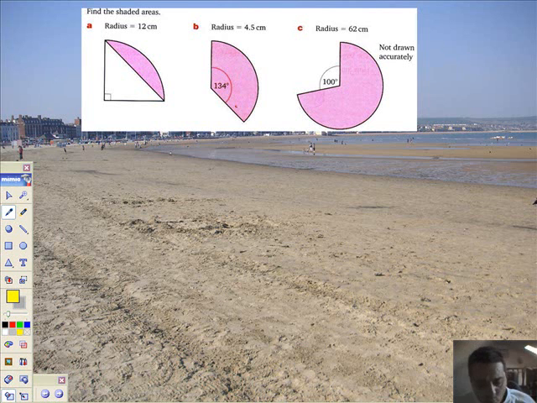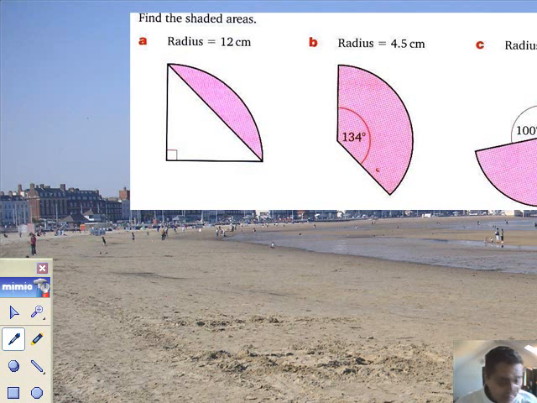Section 23.1, page 341. This is question 6, and it's been given a grade A star rating as opposed to the previous video where it's an introductory grade A. There are 3 little questions here. It says find the shaded areas. Okay, we'll do that.